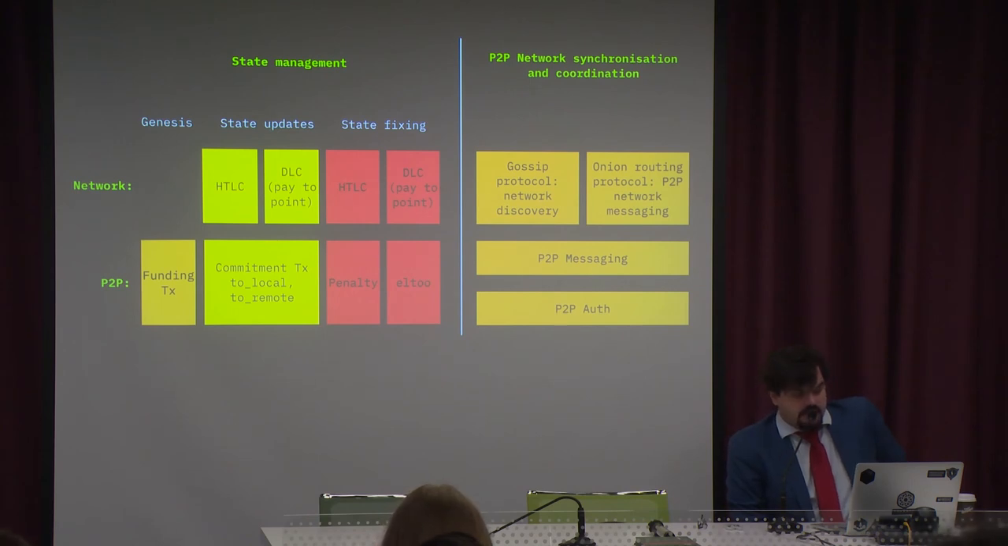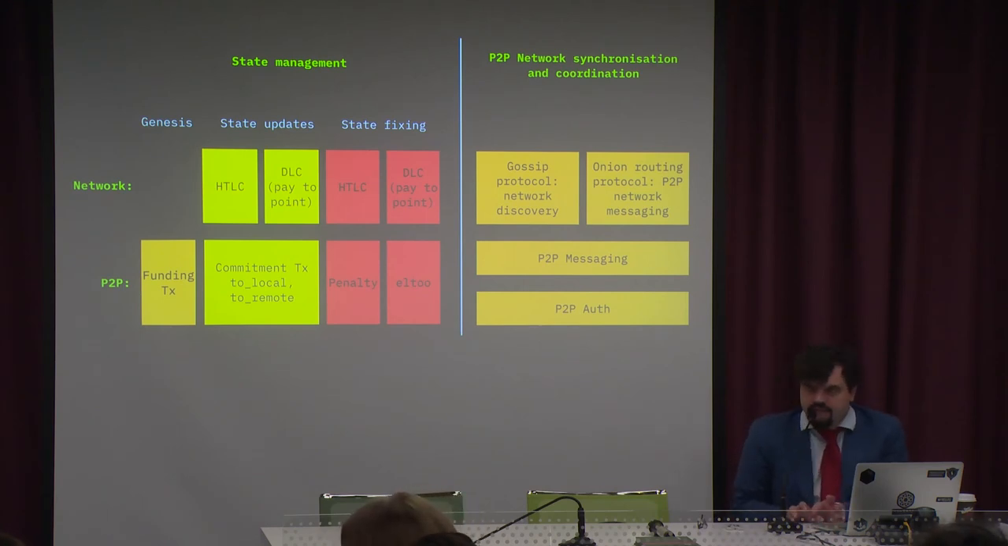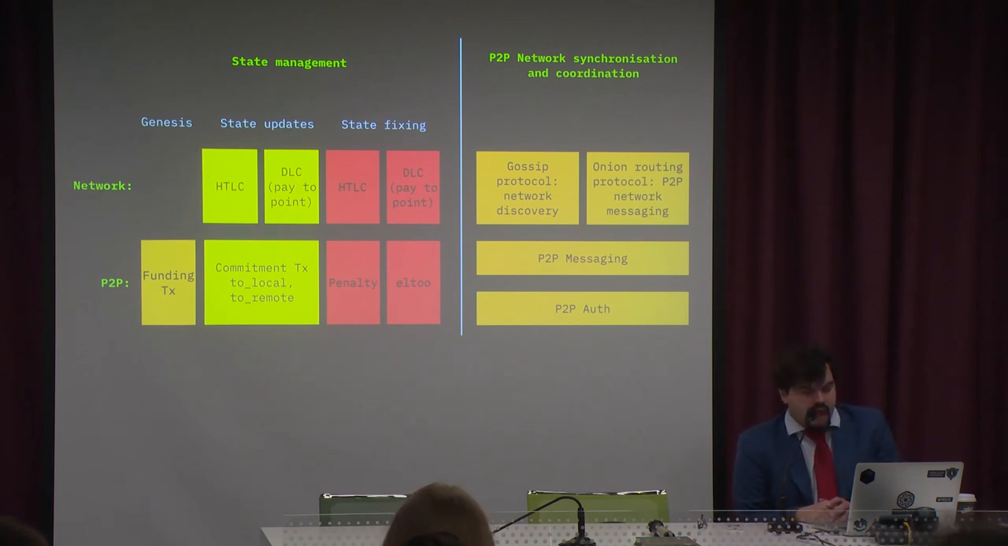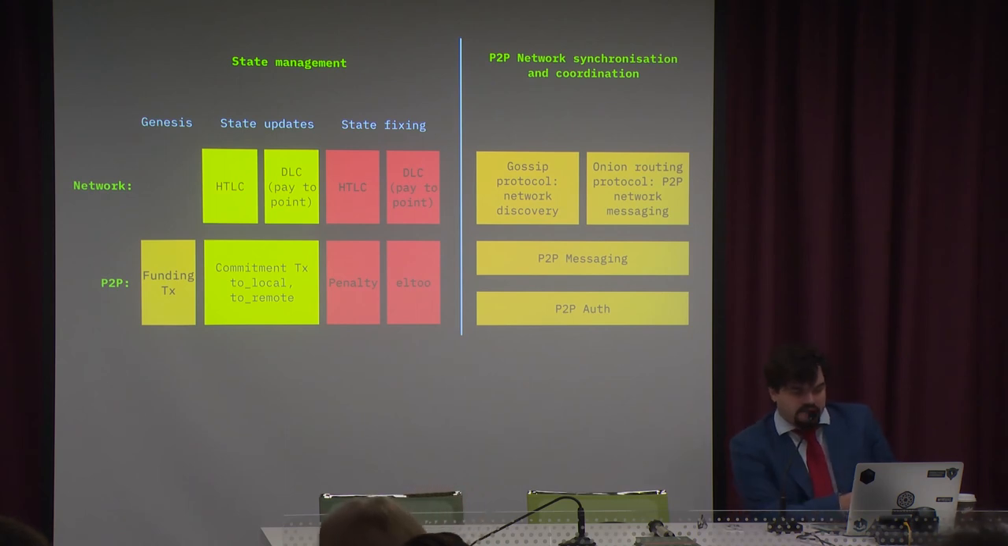For the P2P layer in state management, of course we have a protocol for creating and structuring in a deterministic way a funding transaction. We have parts of the commitment transactions which are related to the local and remote node. They do not cover any multi-hop payments which may pass through this channel. So the genesis for the P2P level is the funding transaction. The state updates happen in the two outputs of the commitment transaction, actually affecting the rebalancing of the state of the channel.